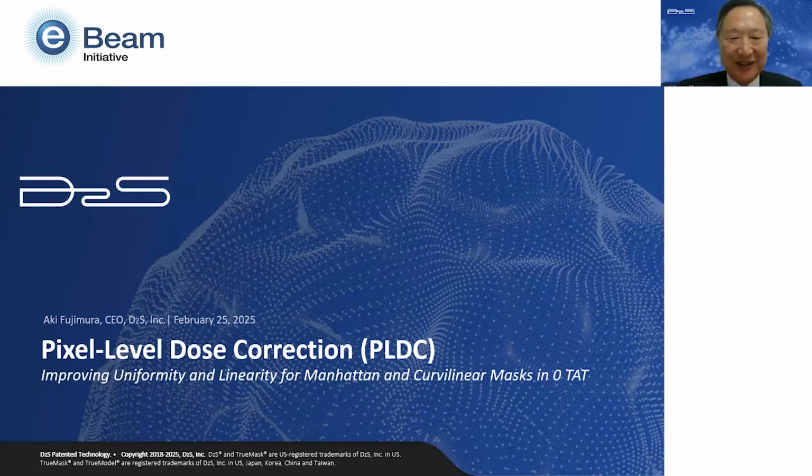Today I want to talk to you about pixel level dose correction. Pixel level dose correction, or PLDC, is a type of MPC, but it's very different from conventional MPC. PLDC improves both uniformity and linearity, and it works for any shape equally well, equally accurately, and all of it in zero turnaround time impact. The correction is happening while the mask is being written.